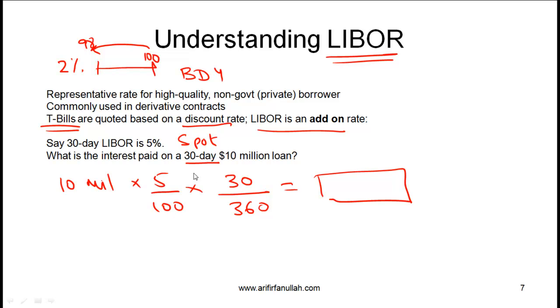Now notice that 5% is the annualized interest rate, but then 30 over 360 because the period is only 30 days out of 360 days. So you do this calculation, and the interest amount is an add-on relative to the amount that you are borrowing. You calculate this, and that is the interest paid.